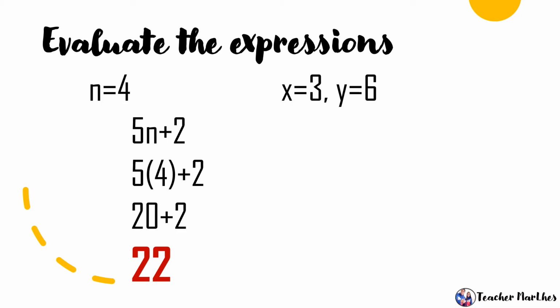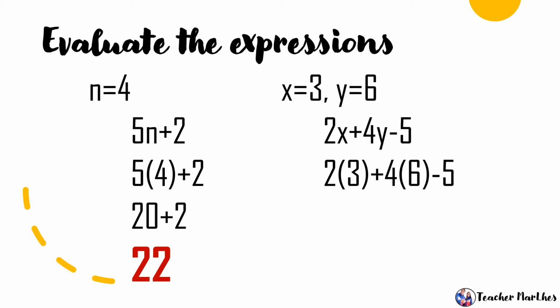So another, we have the value of x is equal to 3 and the value of y is equal to 6. So let's evaluate 2x plus 4y minus 5. So we will substitute the value of x and the value of y to evaluate this expression. So 2 times 3, which is the value of x, and 4 times 6, which is the value of y, minus 5. So 2 times 3 is equal to 6. Plus 4 times 6 is equal to 24 minus 5. So the answer is 25.